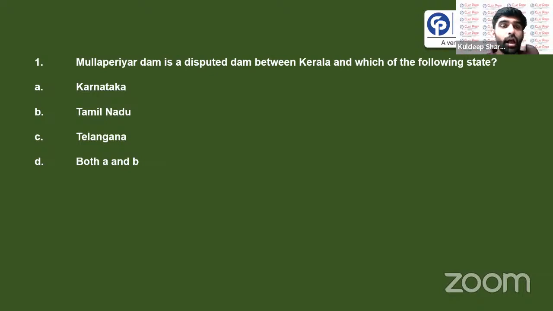So first question is Mullaperiyar Dam is a disputed dam between Kerala and which of the following states? So is it Karnataka, Tamil Nadu, Telangana, or both A and B? So the answer here is A, Karnataka. So students, remember this. All of these questions are from today's Hindu newspaper and the Indian Express newspaper only. So if you have read these newspapers properly, you would be able to answer all these questions.